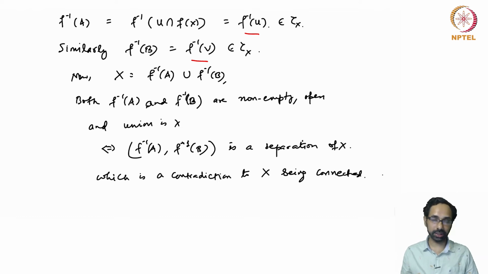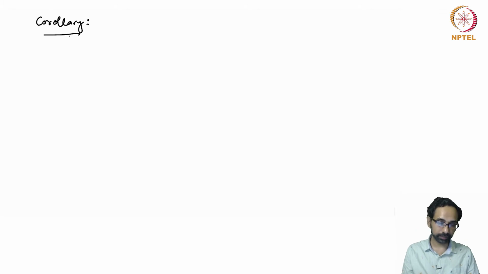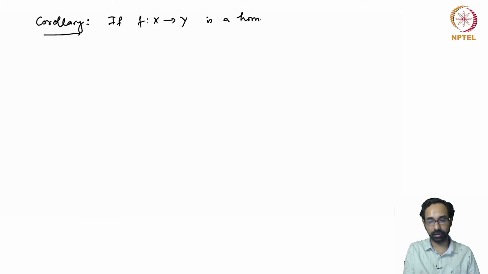So we see that images of connected subspaces under continuous maps are connected. Now we have an immediate corollary. The corollary is a consequence of our theorem, and this is that if f between two spaces X and Y is a homeomorphism, then X is connected is equivalent to saying that Y is connected.